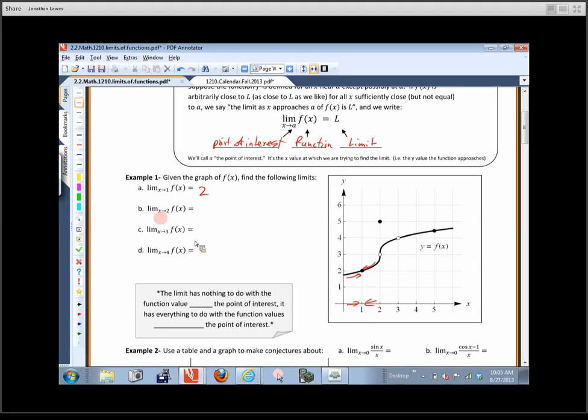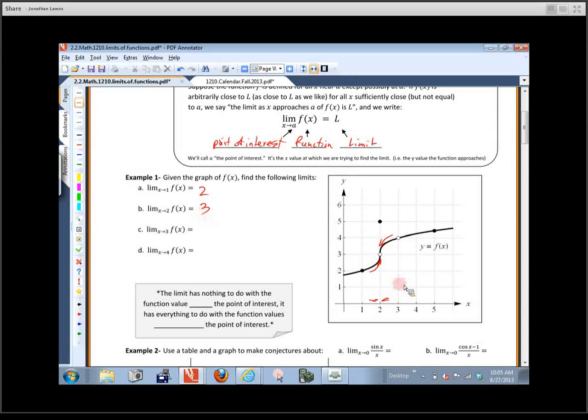If we take a look at the limit as x approaches 2, the point of interest is 2. So we're interested in what happens if the x values get really close to 2. What happens to the function values? Well, they get bigger here and they get smaller here. So what's the limit? The limit is 3.